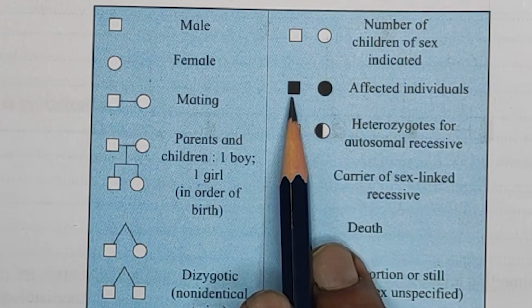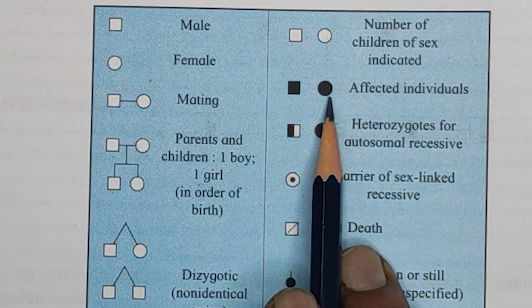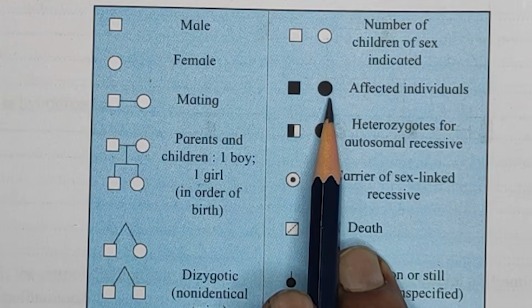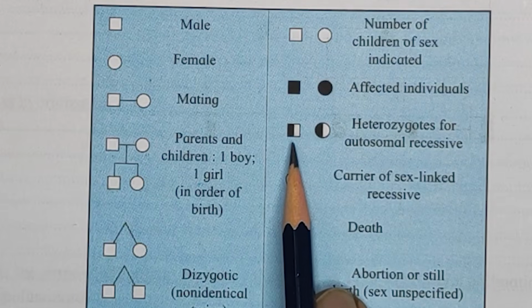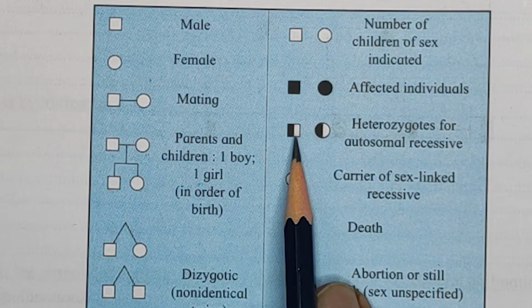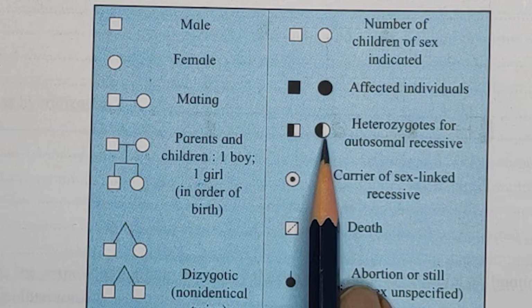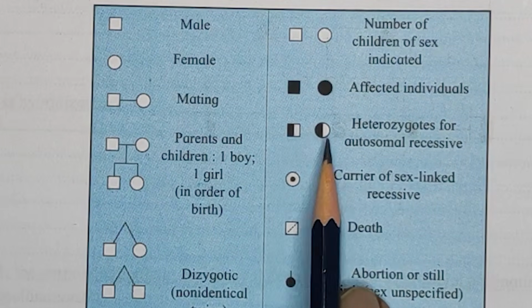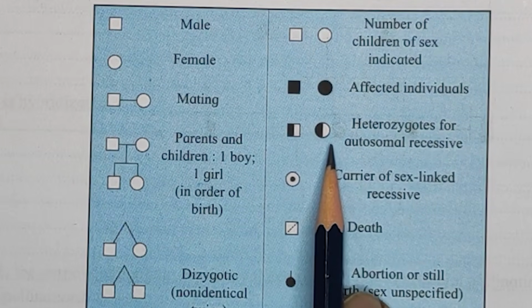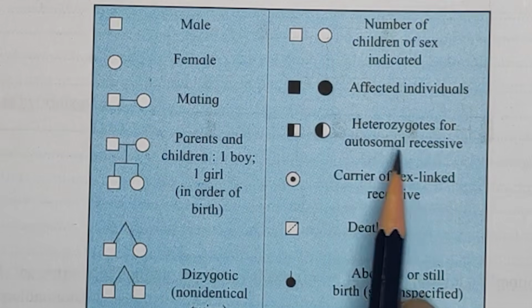So here the male is fully affected, and in the same way the female is also fully affected. In the next, the half is darkened. So here the male is what? It is a heterozygote, autosomal recessive. In the same way the daughter is also a heterozygote, autosomal recessive. So when half is darkened, it is called what? Heterozygotes. And they are autosomal recessive.